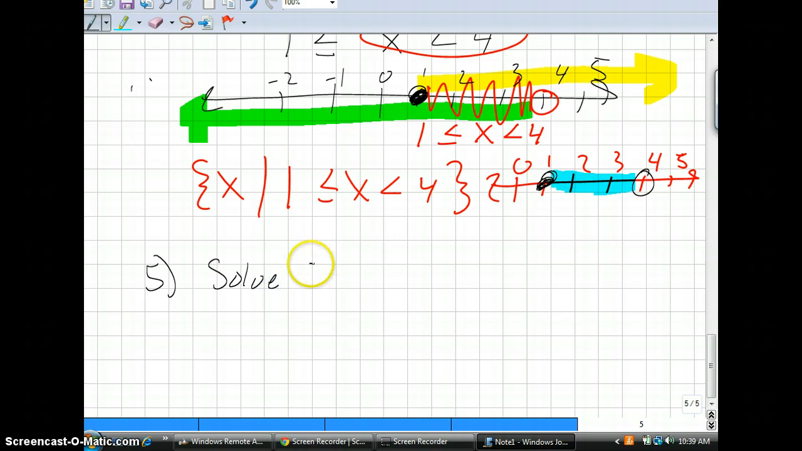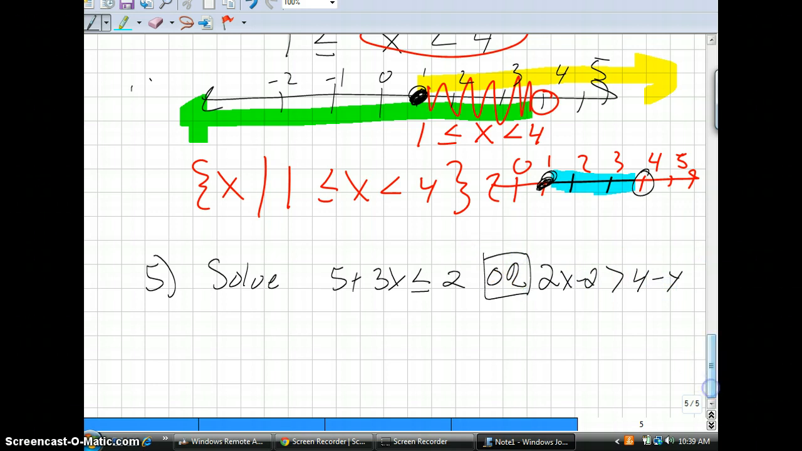Solve 5 plus 3x is less than or equal to 2, or 2x minus 2 is greater than 4 minus x. The or tells us it's a disjunction, so I solve each side separately. So I get x is less than or equal to -1. I didn't have to divide by a negative, so I don't flip. For the other side, I'm going to add x.